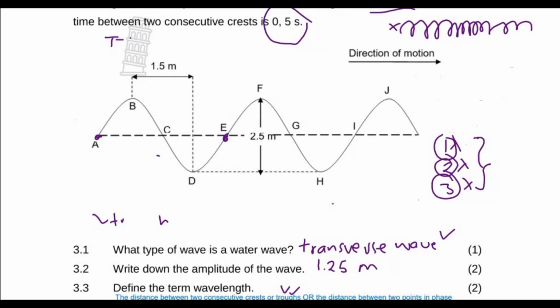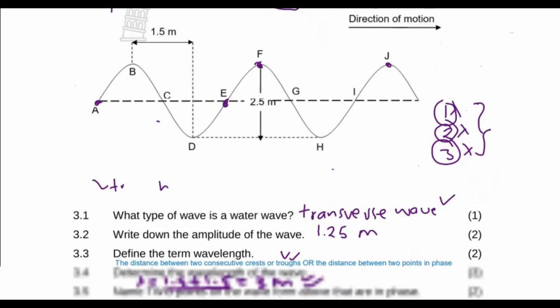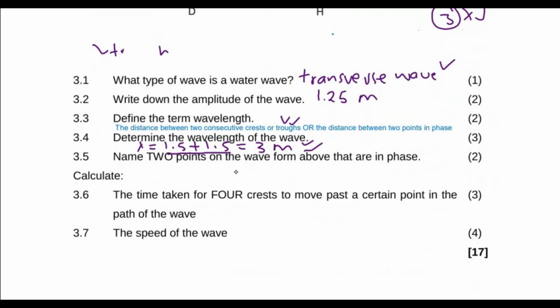Or somebody might say, points F and J are separated by one wavelength, so they are also in phase. So really, the choice is yours. So you can just say A and E. The memo will give all the correct options. Then you get your 2 marks.